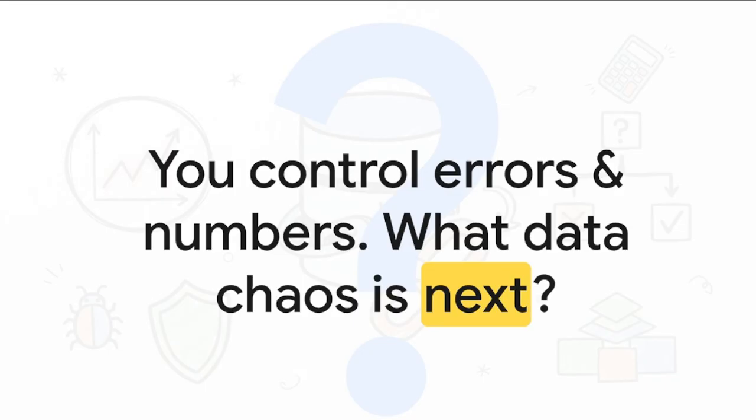You can now control errors. You can control numbers. So think about the data you deal with every single day. What's the next bit of chaos you need to get under control? Is it messy text strings? Is it all those inconsistent date formats? The great thing is, the principles we talked about today are exactly the same.